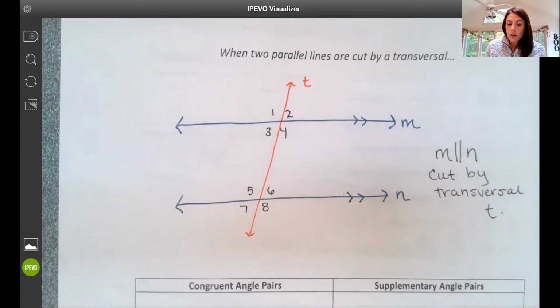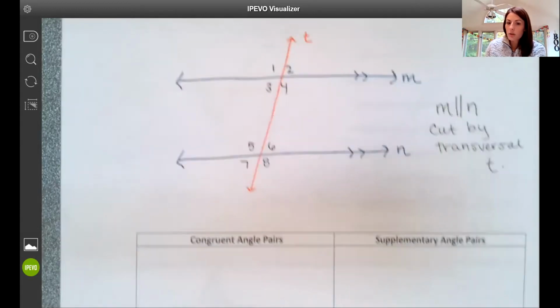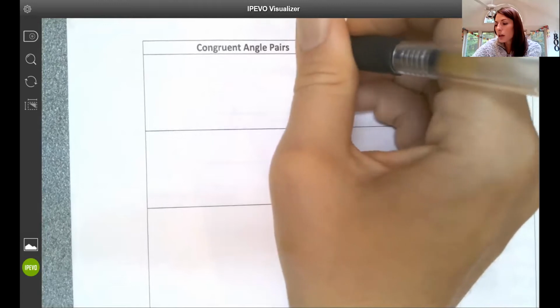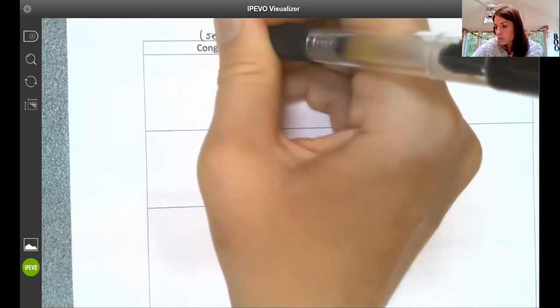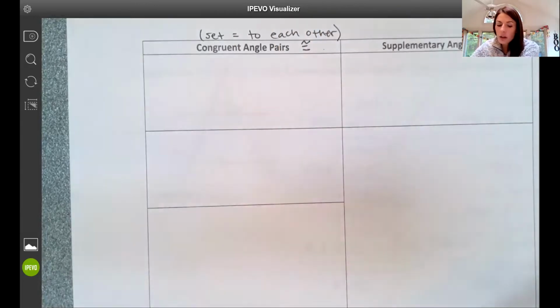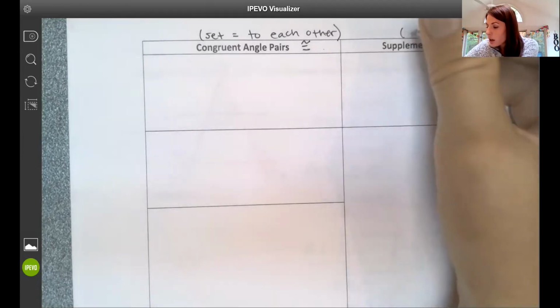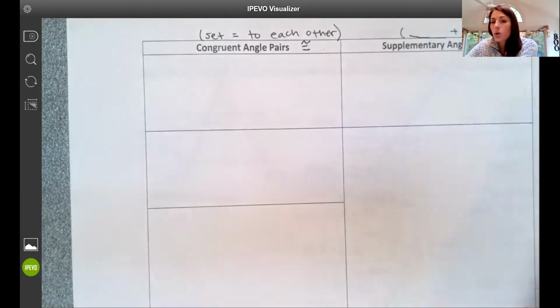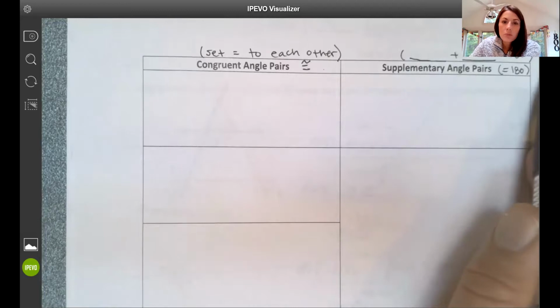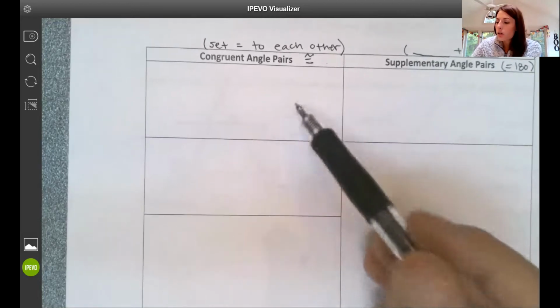Okay. So from last unit, I'm going to go down to this little table here. So we have relationships that will be true. We have congruent angle pairs, which means we can set them equal to each other. Okay, so one angle equals the other. And we have supplementary angle pairs, which means they add up to 180, or that one angle plus another angle we can set equal to 180. That's my equation setup. So I can either set them equal to each other, or I can say this plus this equals 180.